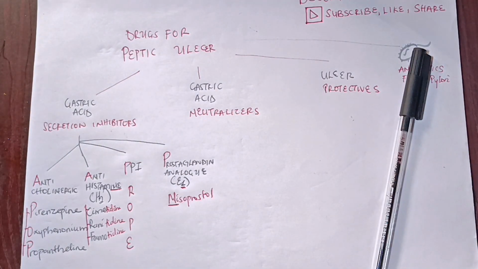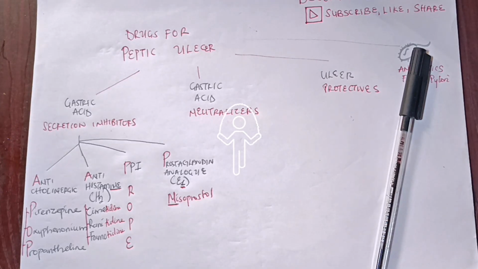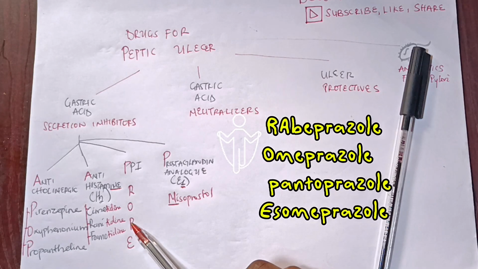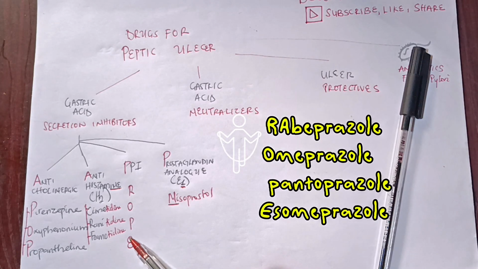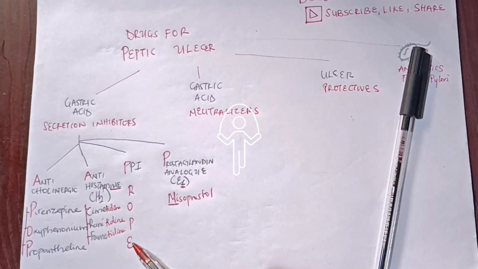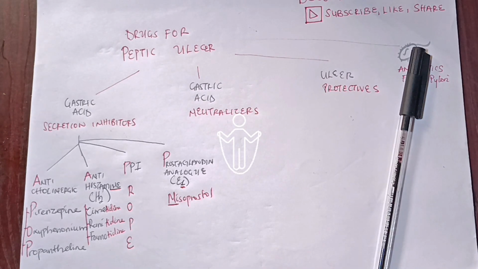So we have the H2 blockers, which are cimetidine, ranitidine, and famotidine. Then for the PPIs, which I said is ROPE, we're going to remember rabeprazole, omeprazole, pantoprazole, and esomeprazole. So rabeprazole, omeprazole, pantoprazole, and esomeprazole.